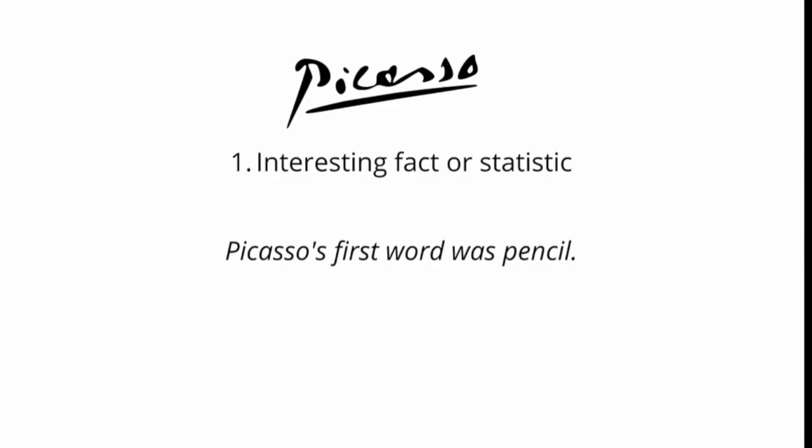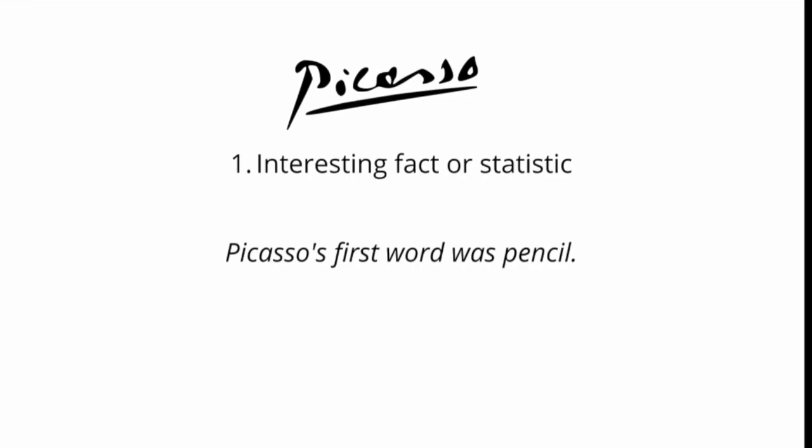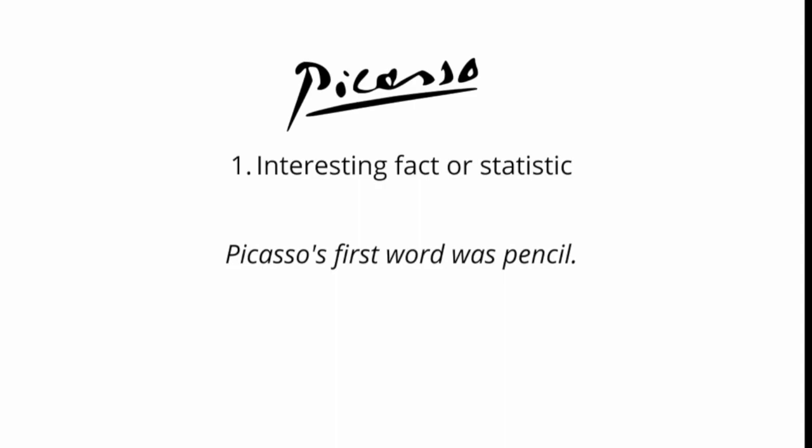Number 1, as stated, we could choose an interesting fact or statistic from that list previously. So maybe you could say something like, Picasso's first word was pencil. So that's an interesting fact that I learned about him by doing some research. Now, we can go a lot of ways with this and maybe talk about him as an artist, beginning with sketching and the fact that this seemed to be on his brain from the time he was just a baby, using his first word as pencil.